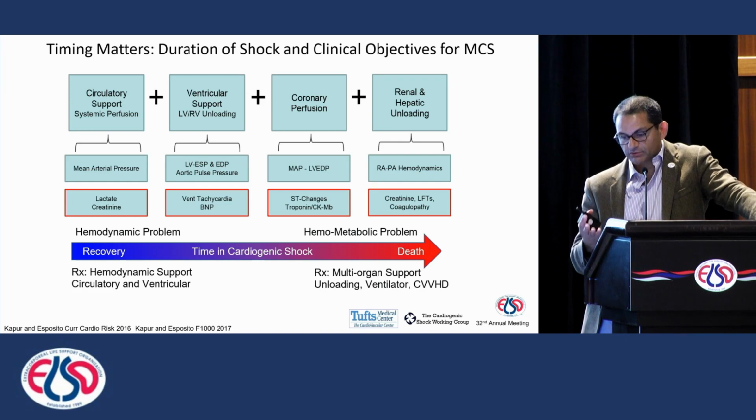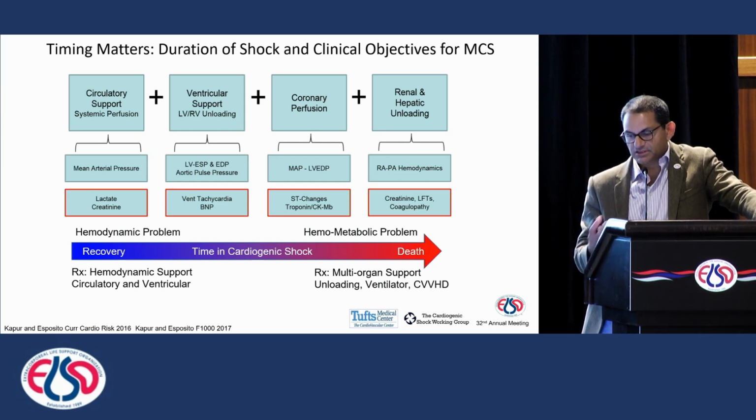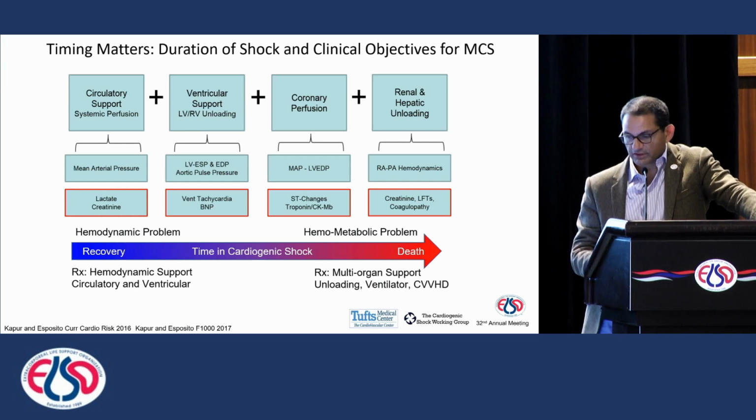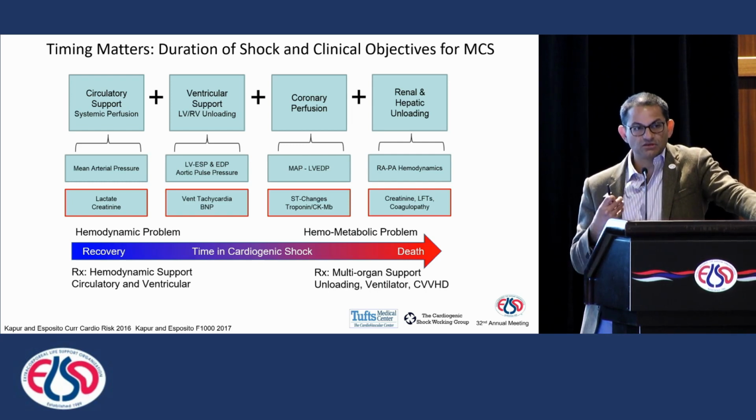The first one is to provide systemic perfusion, so you can perfuse vital organs. The second is to provide ventricular support, protect the heart from load and essentially unload the ventricle, left or right. Third is to maintain coronary perfusion. And the fourth is to think about renal and hepatic unloading, which 10 years ago was still very early, but now is becoming more front and center. And the challenge here is that at the bottom, that arrow shows that this is all about timing.